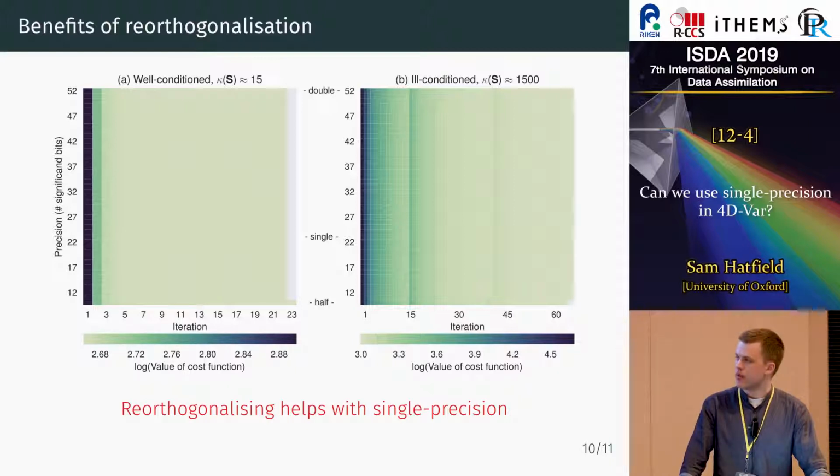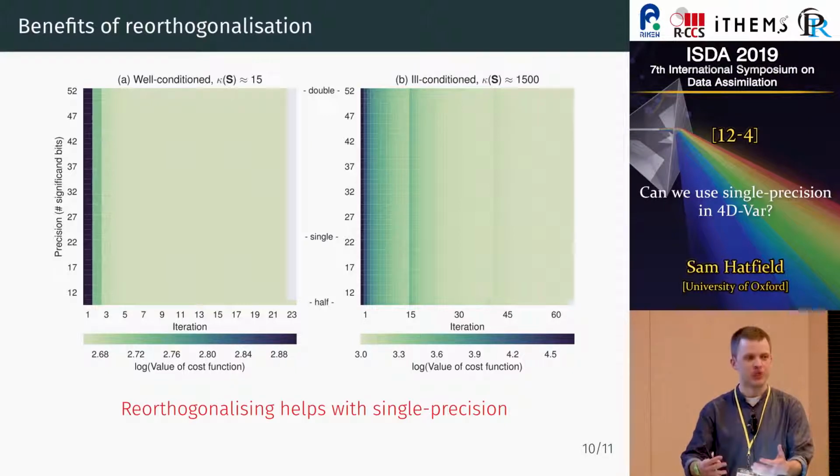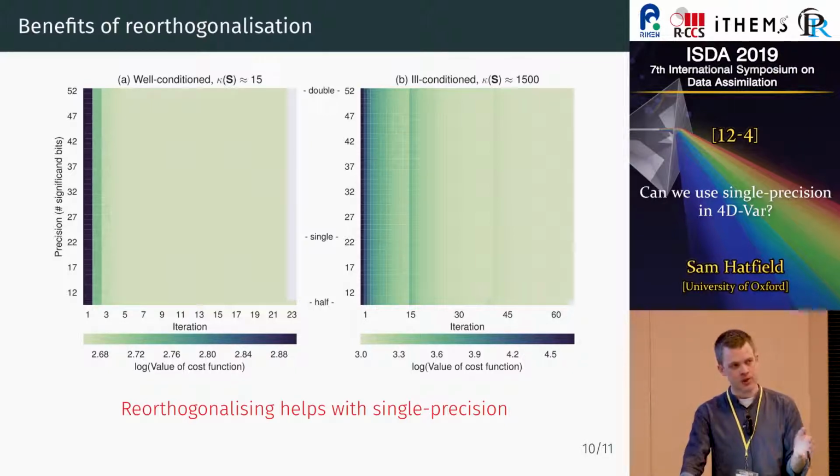Now, reorthogonalization is certainly not new. I certainly didn't invent it myself. And in fact, it has around a 50-year history in Krylov subspace methods, specifically for the Lanczos algorithm for computing eigenvalues. And in fact, it's actually switched on by default in OOPS. So I'm not even proposing that we introduce something new. I'm merely suggesting that the techniques that we're already using provide a kind of level of tolerance to lowering precision.